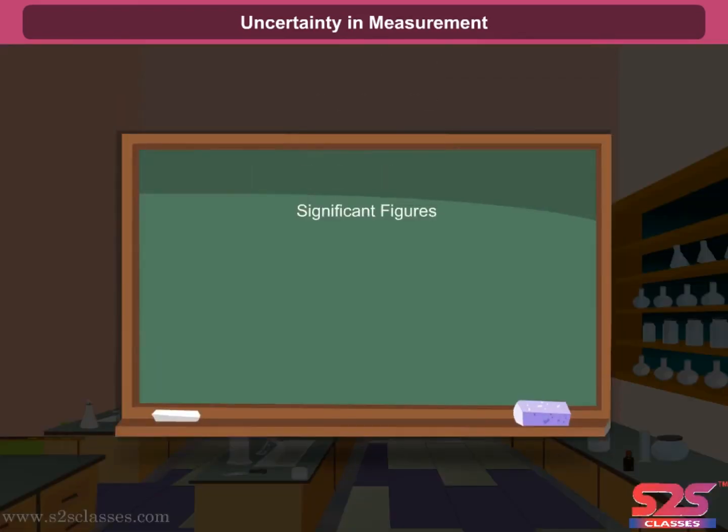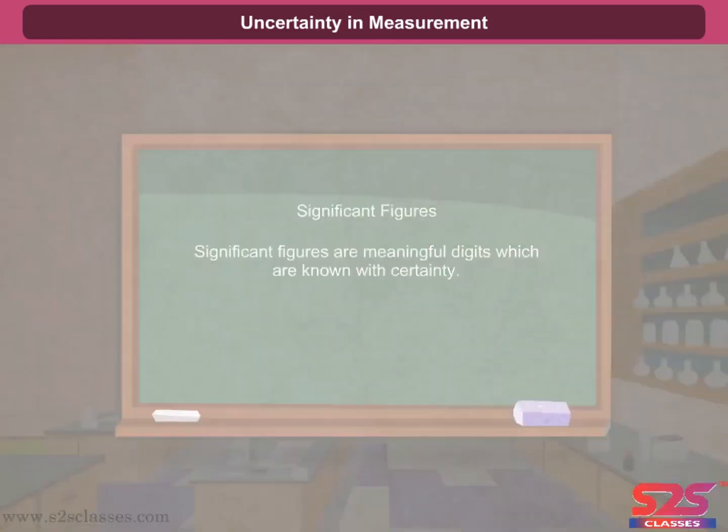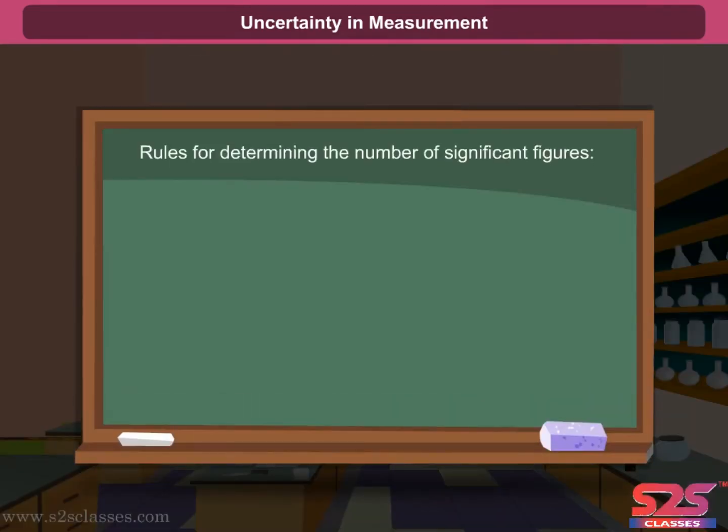The uncertainty in measurements is taken care of by specifying the number of significant figures in which the observations are reported. Significant figures are meaningful digits which are known with certainty. There are certain rules for determining the number of significant figures. All non-zero digits are significant.